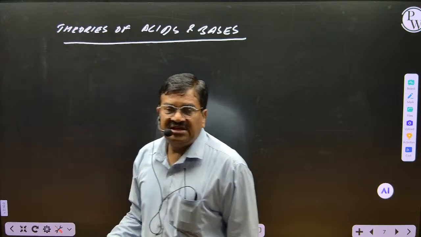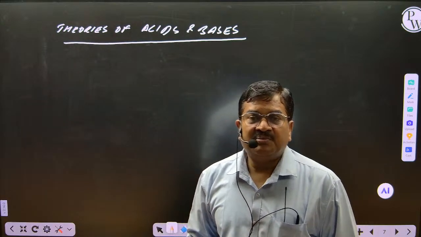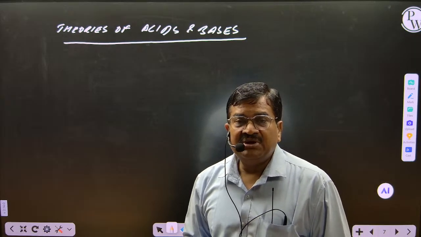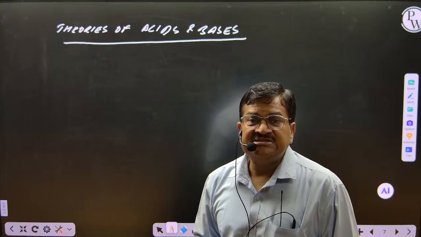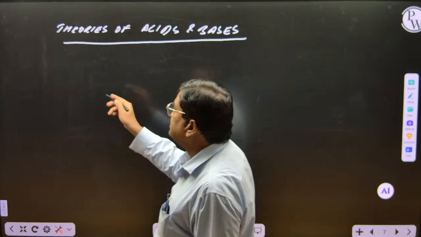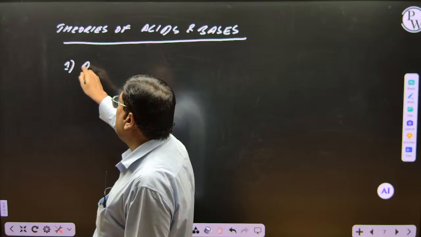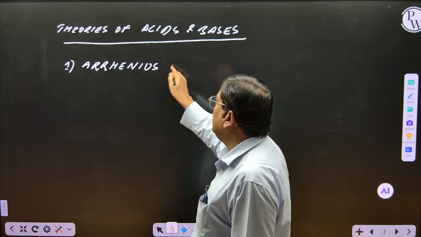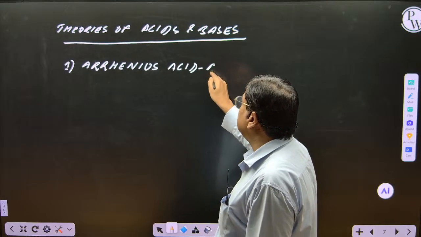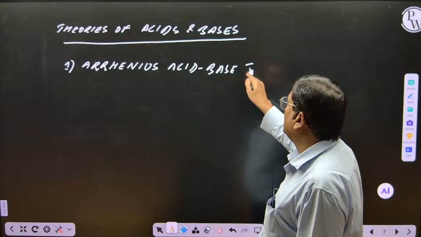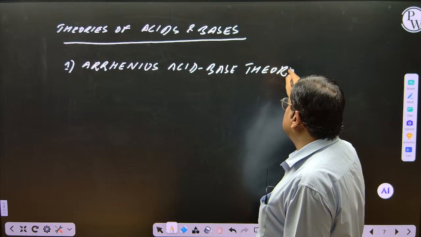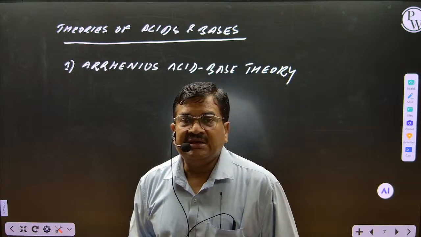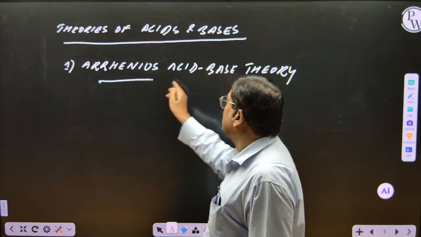Now there are some theories that were proposed in order to explain the properties of acids and bases. There are three theories in our syllabus. You might have heard this in lower classes also. Arrhenius theory. What is the first theory, students? Arrhenius acid-base theory. This is the first theory. Later this theory was disproved when another scientist came, with the Bronsted-Lowry theory.